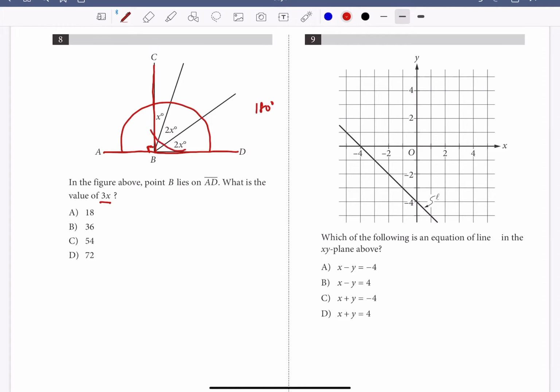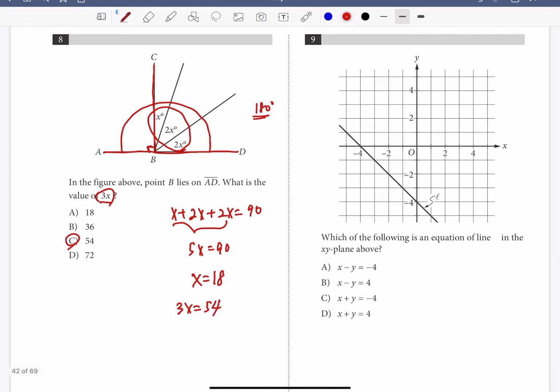So the sum of these three, x plus 2x plus 2x, should be equal to half of 180 degrees, which is 90. You can add these three like terms. 5x equals 90. What is x? 18. x is 18 degrees, right? You're looking for 3x. So 3x is 18 times 3, 54.